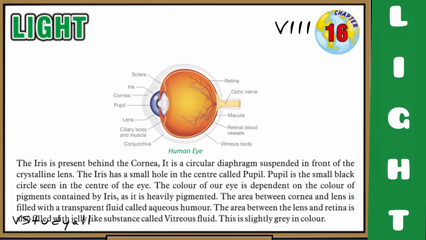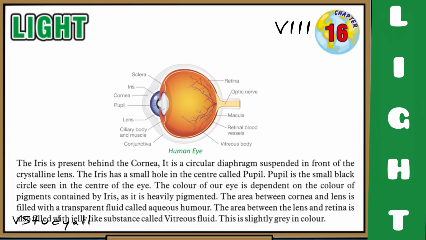The iris is present behind the cornea. It is a circular diaphragm suspended in front of the crystalline lens. The iris has a small hole in the center called the pupil. Pupil is the small black circle seen in the center of the eye. The color of our eye depends on the color of the pigments contained by the iris. The area between the cornea and the lens is filled with a transparent fluid called aqueous humor. The area between the lens and the retina is also filled with a jelly-like substance called vitreous fluid. This is slightly gray in color.